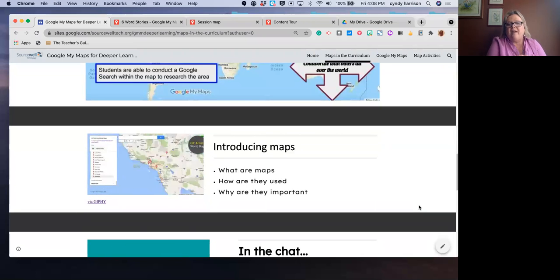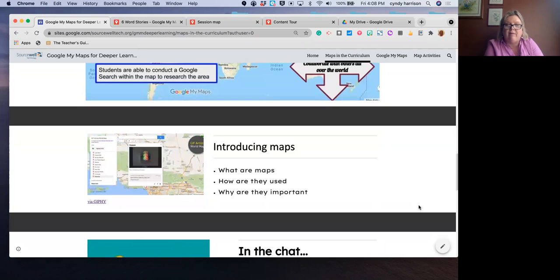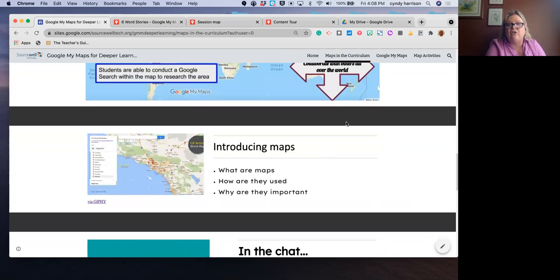But introducing maps again, we are so used to seeing phones, and so many students nowadays, that's all they probably know of them and how they are used and why they are important. So it is important to just take the time to introduce maps to your students.